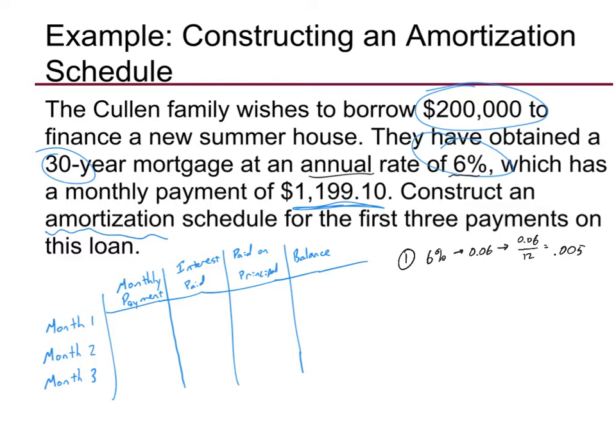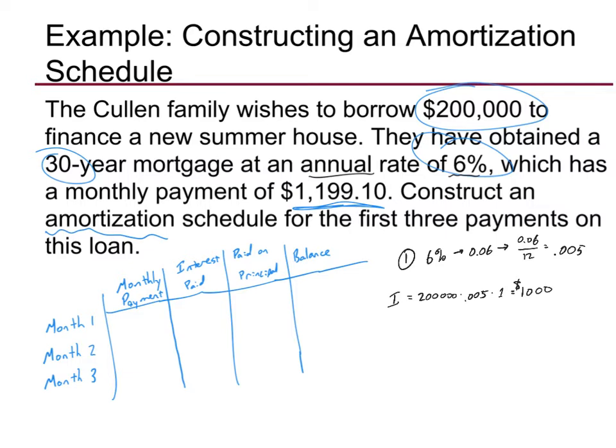Then we will get 1 month's interest. I equals P, principal, 200,000, times the rate, 0.005, times the time, which is 1 month. Type that into your calculator, and you get $1,000. So the interest paid during the first month is $1,000.